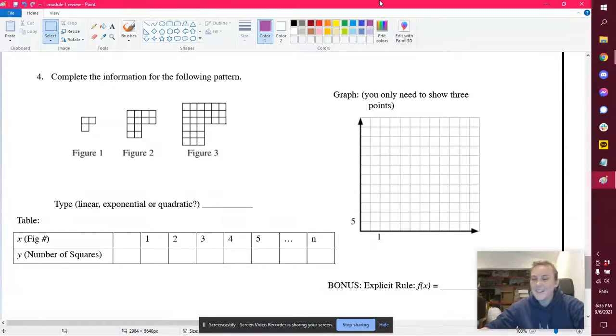So, okay, let's do numbers 4 and 5 on this video. These are the two pattern ones, right? Okay, complete the information for the following pattern.